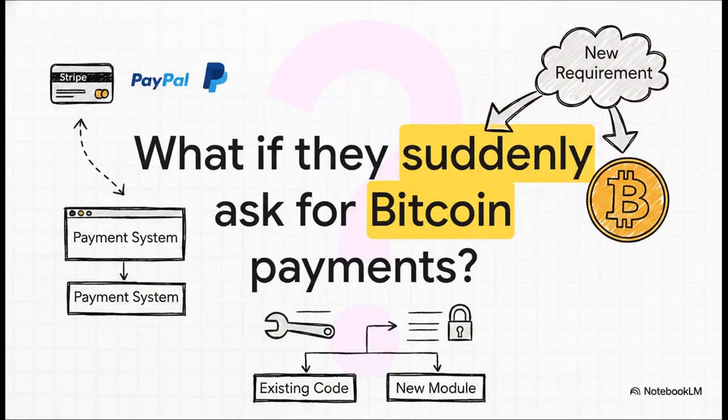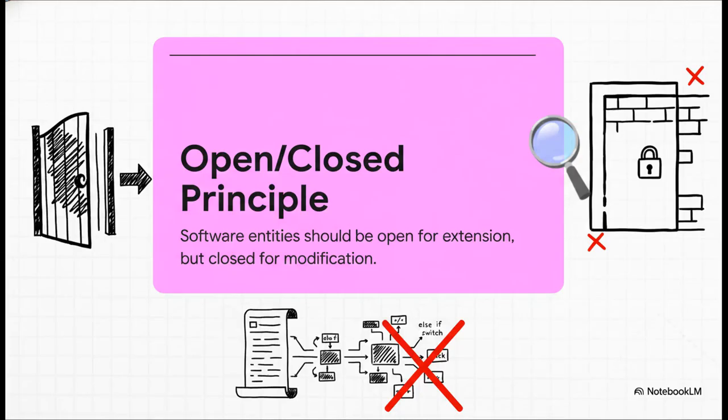Okay, picture this scenario. You're working on a payment system that currently handles Stripe and PayPal perfectly. Out of nowhere, the product team bursts in and asks for Bitcoin payments. How do you handle that changing business requirement without breaking the code that's already running in production? Well, this brings us right to the open/closed principle. Your code should be open for extension, but closed for modification.